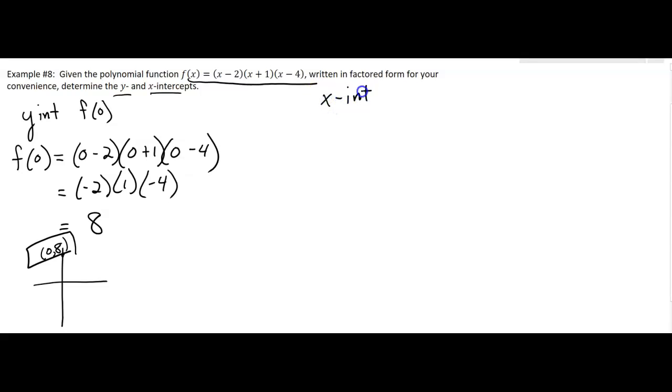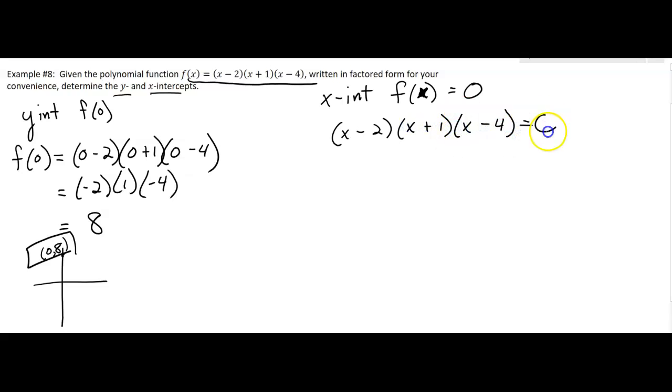If you want to find x-intercepts, you take the function and set it equal to 0. Okay? So I have x minus 2 times x plus 1 times x minus 4 equals 0. Now you might be thinking, oh, I'm going to have to multiply all those binomials out. It's going to be a mess. And then what am I going to do? Don't go there. It'll be much easier if we leave it factored.